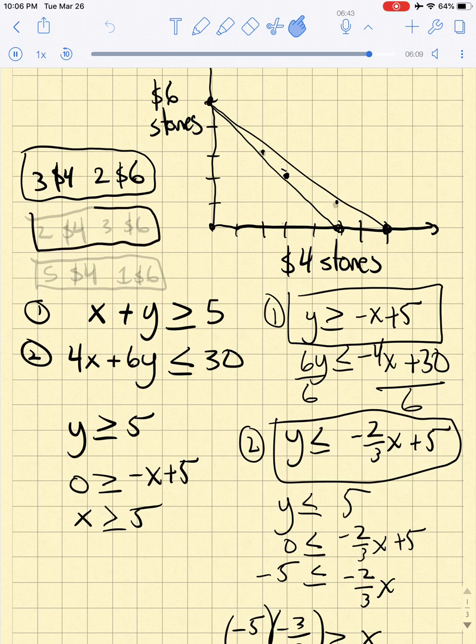Option 2 could be 2 $4 stones. I'm looking at this one now. And 3 $6 stones. And then now the last one, we'll do this one right here, which is 1, 2, 3, 4, 5 $4 stones and 1 $6 stone.